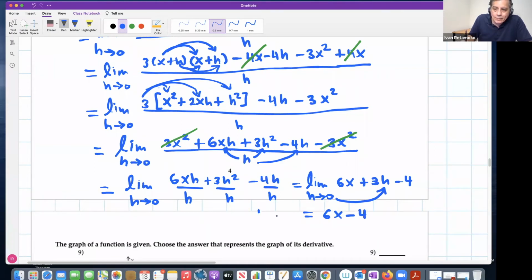This is the slope of the tangent line at any value of x, the derivative. All right, but now they want that derivative evaluated at 3.